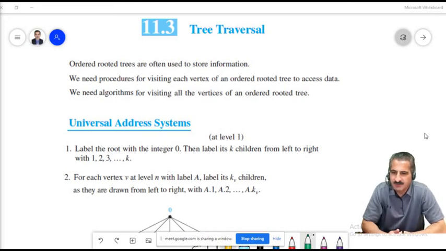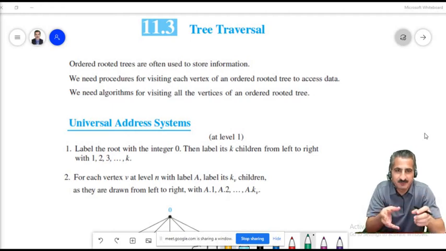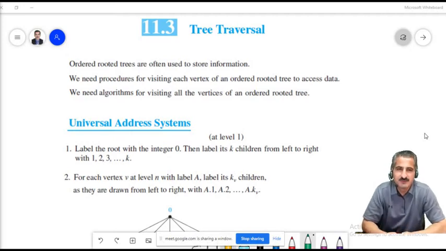Tree traversal. What do we mean by tree traversal? Once we have a tree, it consists of vertices, internal vertices and leaves, right? So the question is, we want to visit all the vertices in the tree. You can visit them randomly, that's fine, but that might be very costly.